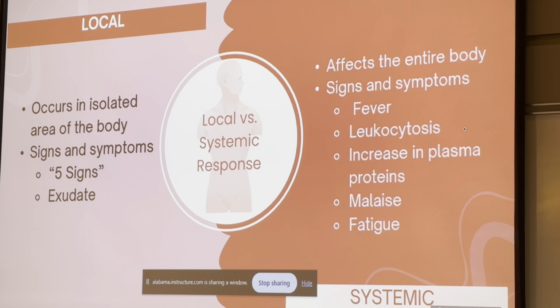All right, local versus systemic. Local reactions are going to have your 5 signs as we know it, and the exudate. It is specifically right in the region of where the issue is. To turn into a systemic response, we then start spiking a fever, our white count begins to elevate, and that's where you start getting what we call the flu symptoms. So just that achy, malaise, fatigue, just that general feeling of being unwell.